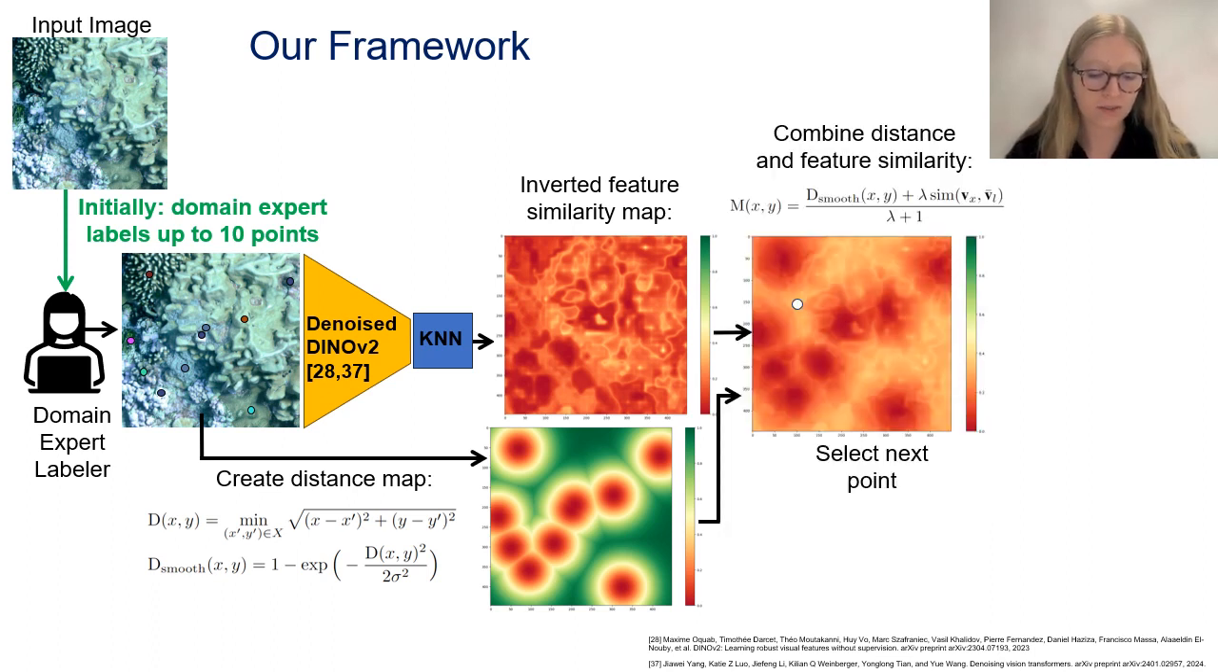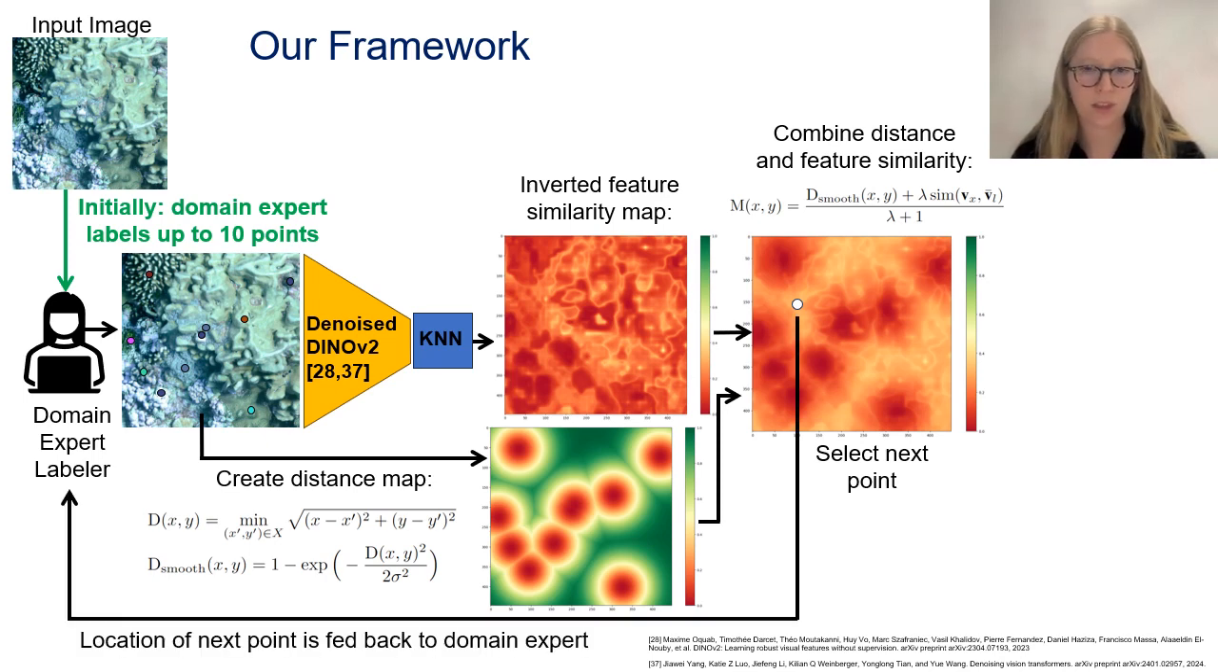We combine the feature similarity map and the distance map, and we weight the two terms with lambda. We use the result as a probability map for selecting the next point for labeling, and for this we take the maximum of this combined map. This point is fed back to the domain expert labeler, who labels the point. This continues iteratively until the maximum number of labeled points for the image is reached.